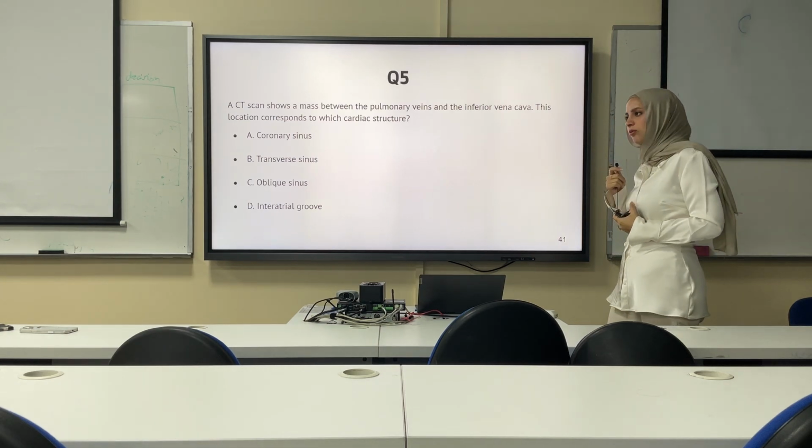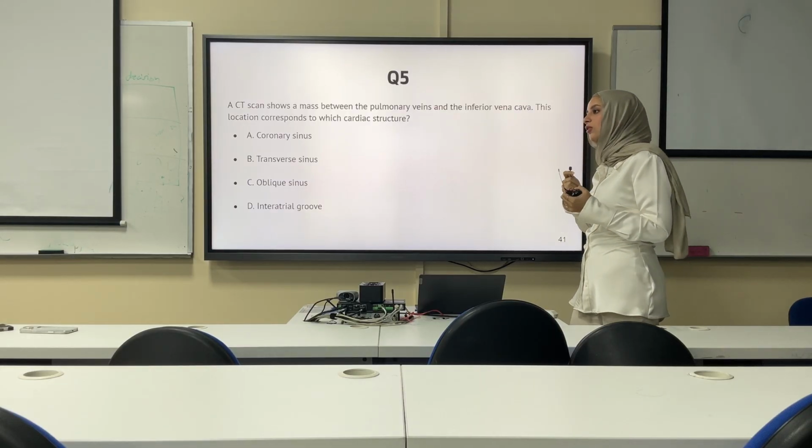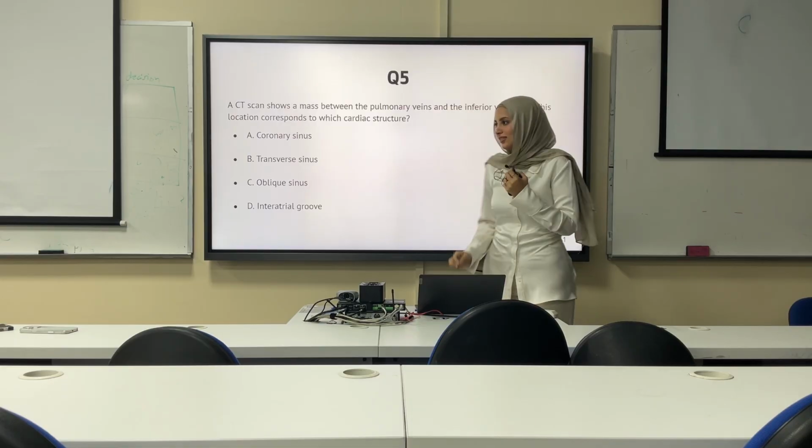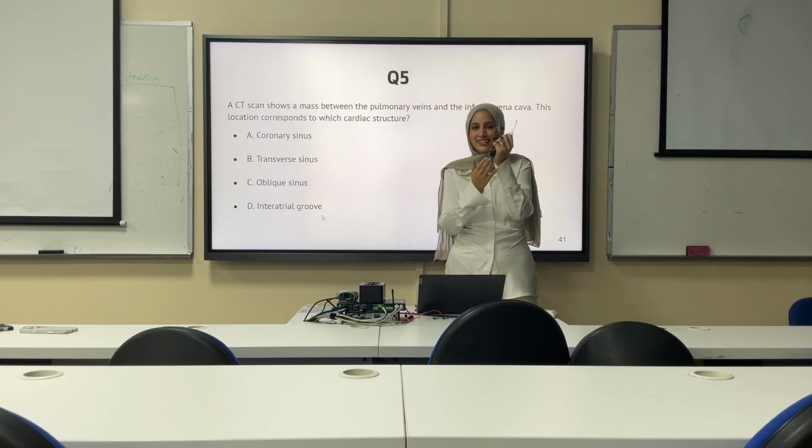Pulmonary veins and inferior vena cava, the place of oblique. Pulmonary trunk and aorta, that's the aorta, and this is the oblique, right? I think oblique.